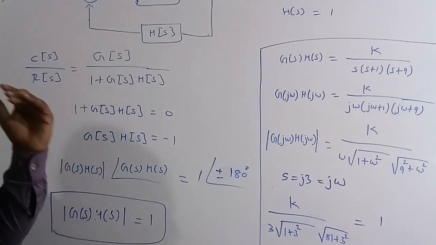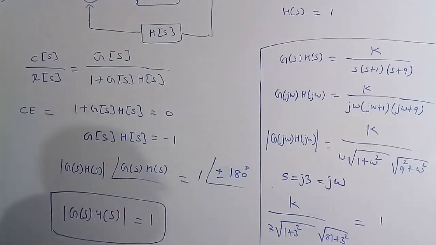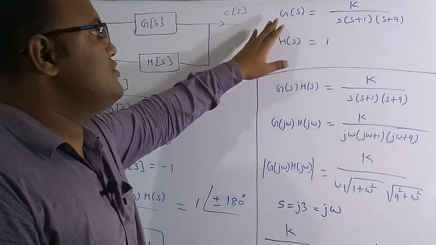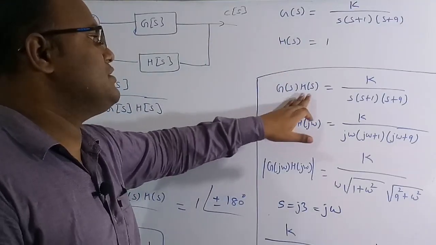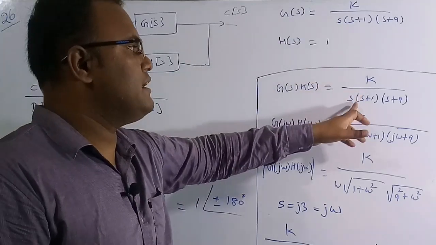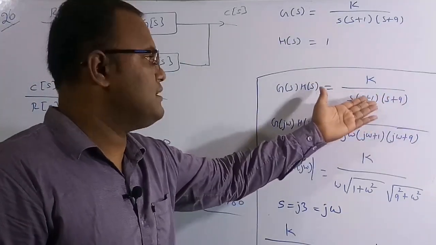Then only we can say that point is present on the root locus. So here in the question they have given G(s) and H(s). I multiply the product G(s)H(s), so finally we are going to get k by (s+1)(s+9), into 1. It is nothing but the same thing.